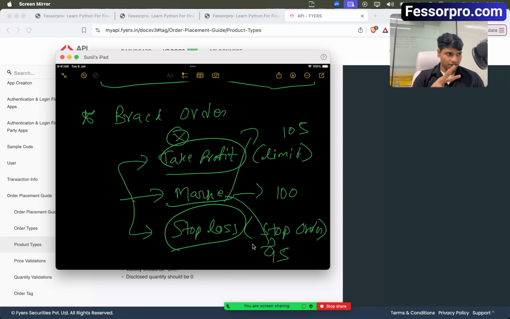Now, if you place 3 different orders separately, you won't have this feature. You have to code it by yourself. You have to code it in such a way that if one order gets cancelled, then you should cancel the other orders too. This you have to code if you don't use the bracket order.